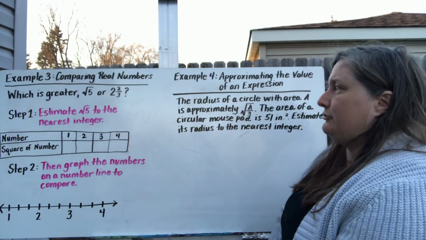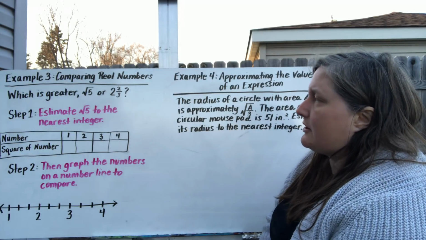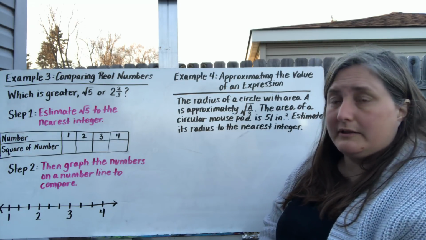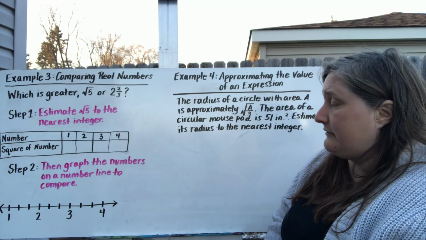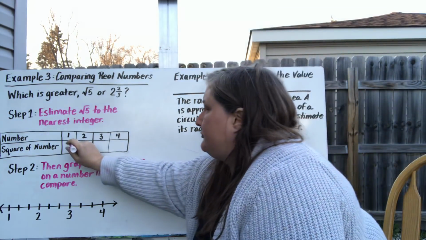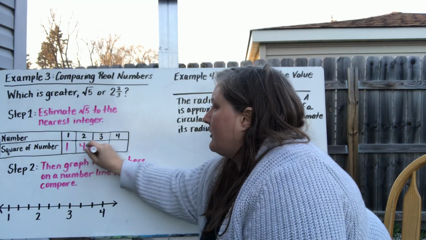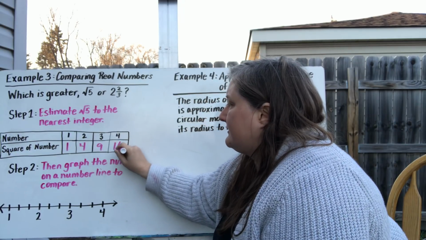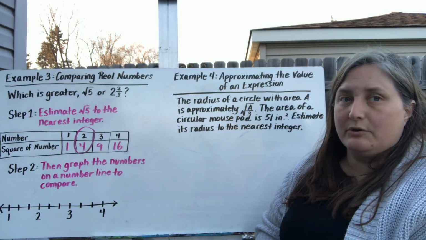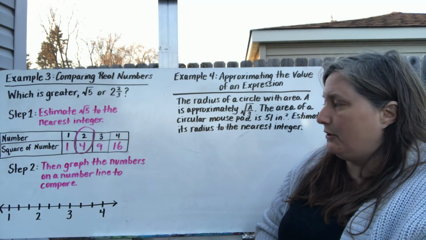Let's compare two real numbers here. They want to know which is greater, the square root of 5 or 2 2/3. Well, first of all, let's try to find the square root of 5 to the nearest integer. So 1 squared is 1, 2 squared is 4, 3 squared is 9, 4 squared is 16. So it's a little bit bigger than 2. It's closest to 2, but it's going to be a little bit more.